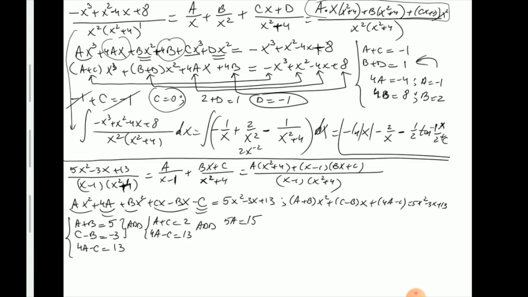Now, if you don't have cancellations like that, again, you have to do some multiplication of convenient coefficients, so you can do the elimination yourself. So a will be 3. Going back to a plus c equals 2. That gives me c equals minus 1. And going back to the middle one, for instance, c minus b equals minus 3. That gives me b equals minus 1 plus 3, which is 2.